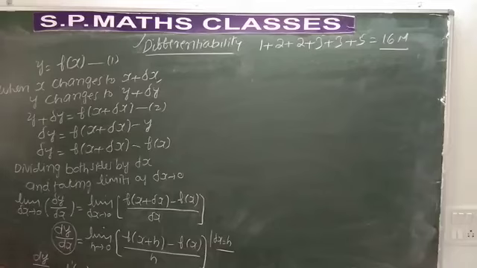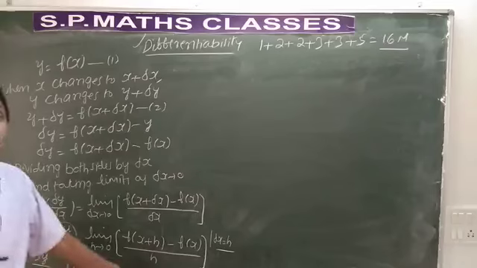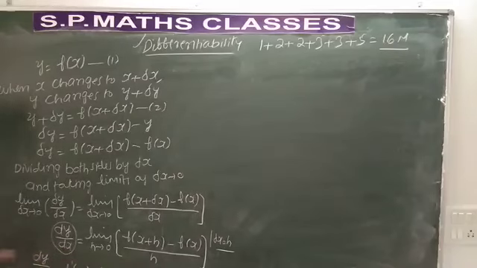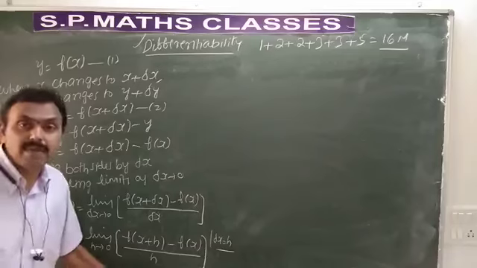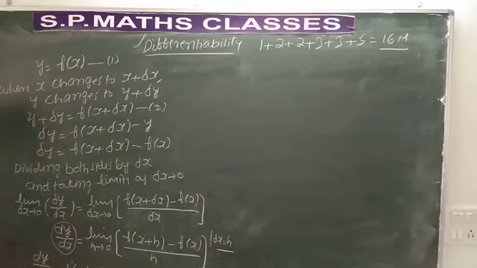Last year we used to use f dash of x. Yes, dy by dx is also denoted by f dash of x, or capital dy, or y1, or y dash. These are the various symbols by which dy by dx can be denoted. All these carry the same meaning: the derivative of y with respect to x.